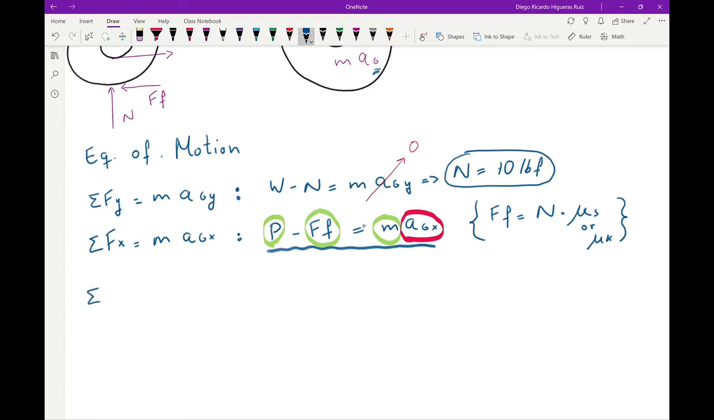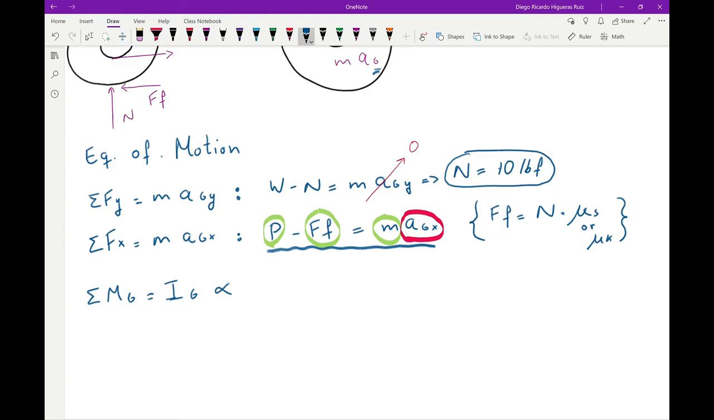We still need to solve for the summation of moments with respect to G. It's gonna be equal to Ig times alpha. All right. Okay, so let's do that first.